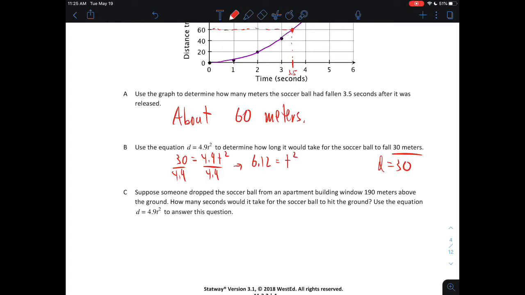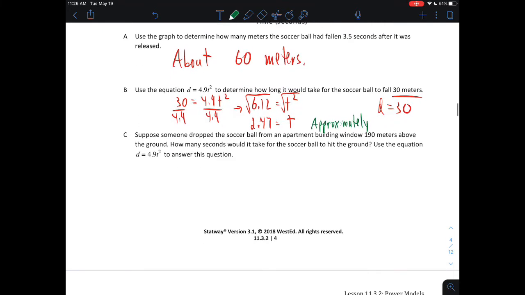And now what would I do on both sides? I have to do the opposite of squaring, and the opposite is taking the square root. So if I take the square root of both sides, then the square root of 6.12 will be equal to t, and this is 2.47. So how long would it take for the soccer ball to fall 30 meters? Approximately 2.47 seconds. Why are we using the word approximately? Because we were rounding throughout this.